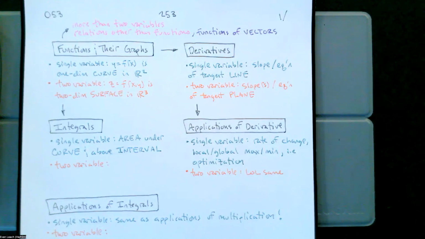So a single variable function is a one-dimensional curve in two-dimensional space. That means we're going to be grabbing an area. We say under a curve and above an interval because we're dealing with a one-dimensional thing, y equals f of x. When we talk about z equals f of x, y, we're no longer dealing with a one-dimensional curve, we're dealing with a two-dimensional surface.